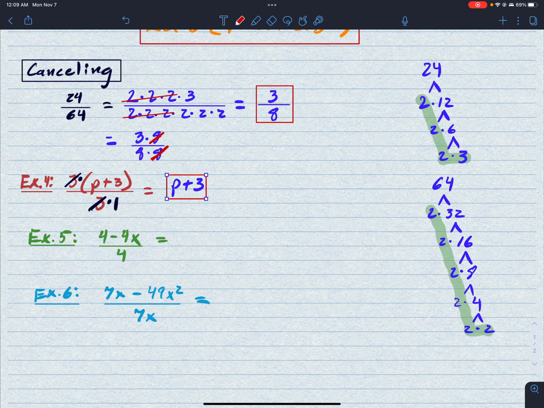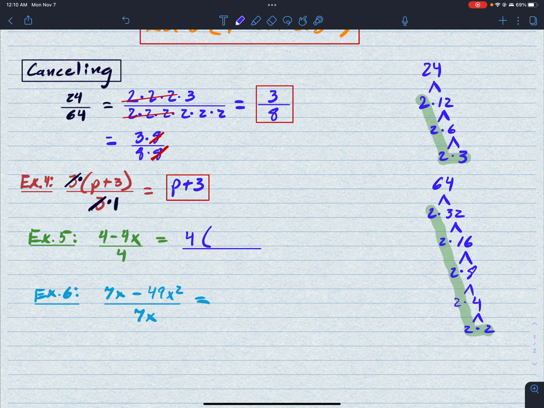All right, but that one's really simple because it was already factored. In example 5, we need to factor it. So we begin by saying in this numerator, there is a 4 in common. I can pull a 4 off of both of these terms, this term and this term.